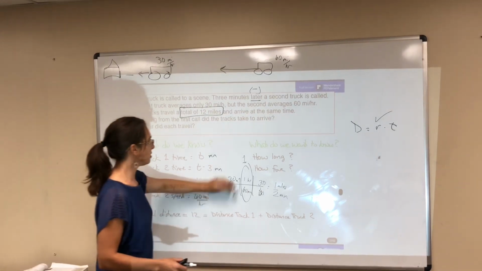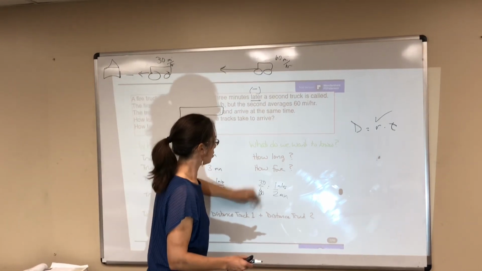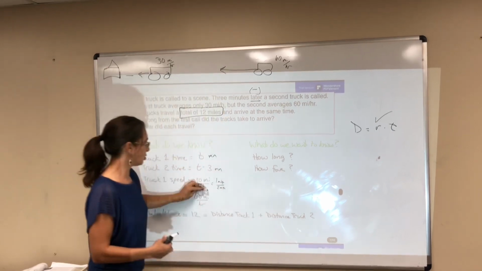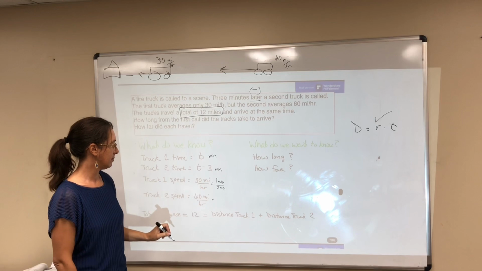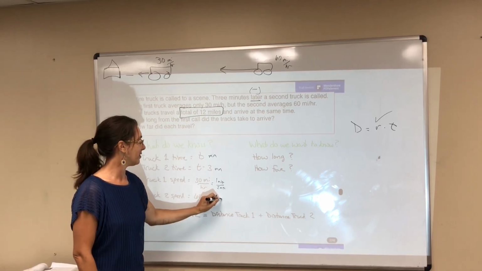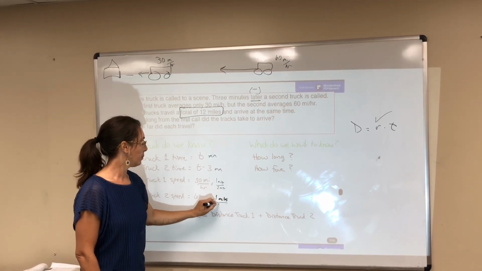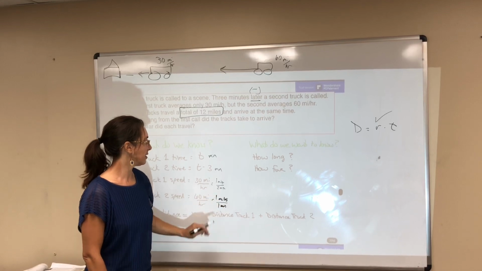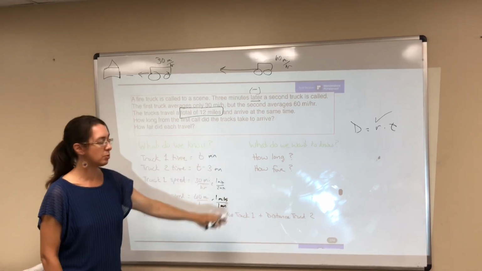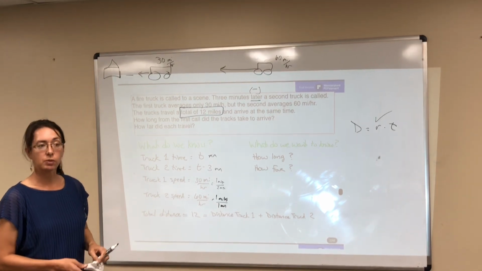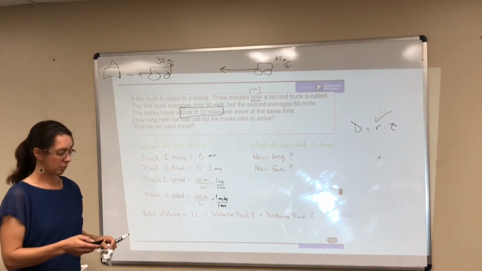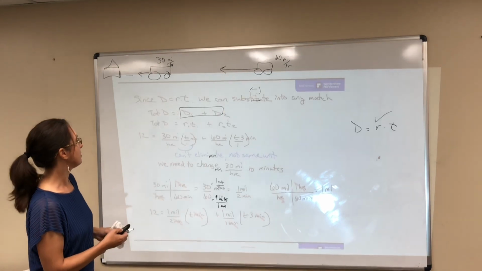So let's convert the other truck. He goes 60 miles per hour. So what is his speed? It'd just be double. Should be 1 mile per 1 minute. Okay? So now, as we start putting things together, we have conversion factors. We have our units match up.